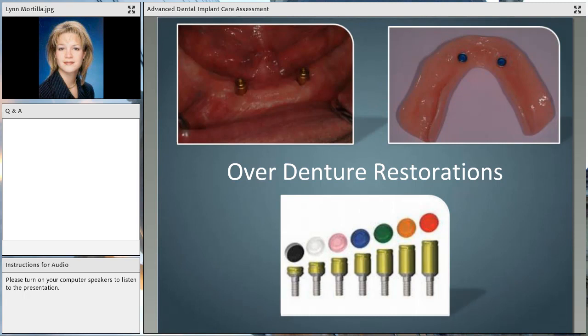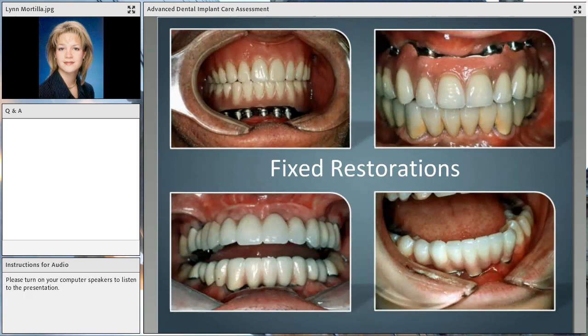This is a different type of overdenture restoration. These are called locator attachments, and they come again in different sizes, shapes, and colors, and they fit onto those abutment housings that are on the top of those implants. These again can wear down and need to be changed, or I've seen them filled with calculus that the patient can't even seat the overdenture and they think there's something wrong, and it's because they've become full of calculus or food debris or something like that. So those are your overdentures.